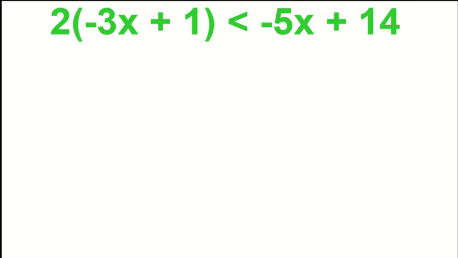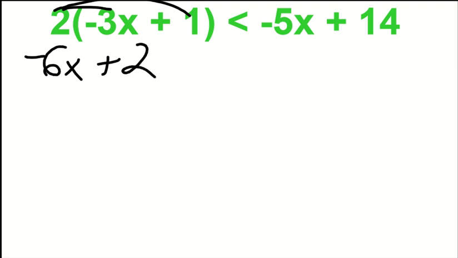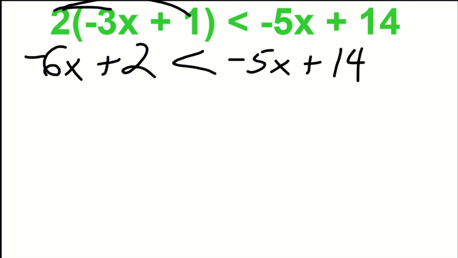All right, so I'm going to do this one. Y'all just pay attention, see how well we follow along. What do I do first? Distribute. So we're distributing a 2. So I got 2 times negative 3x, that's negative 6x. 2 times 1, 2. Less than negative 5x plus 14. All right, everybody good there? Are there any like terms? No. It's not an equal sign, but they got to be on the same side of the inequality sign for them to be like terms. Any like terms are on opposite sides, so those don't count.